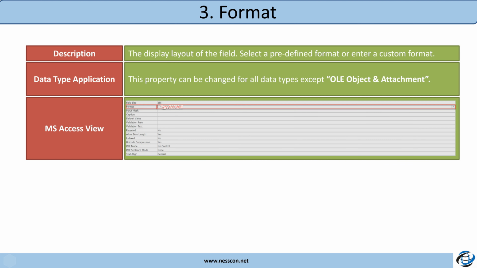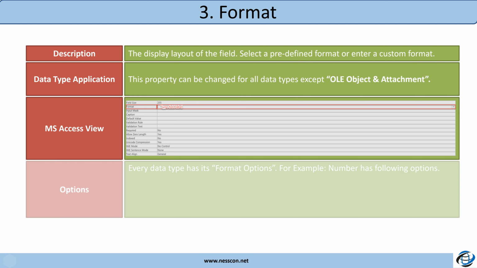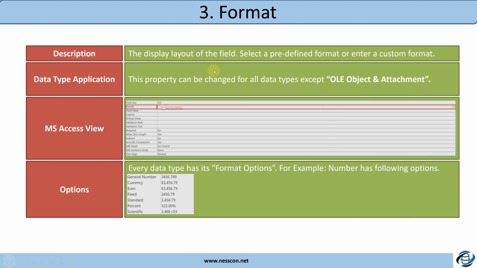This is how the MS Access view looks like. So if you see here, format, you can select the format of the field type. What are the options? Every data type has its own format options. For example, number has the following options. So for example, if you want a number to be a currency or euro or some fixed number, standard, just like if you want to put a comma inside, percentage or scientific, you can select its format options from the drop down menu. So let's go to MS Access and let's practice it.